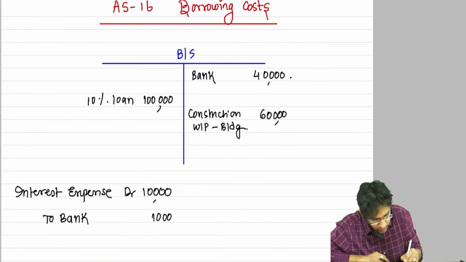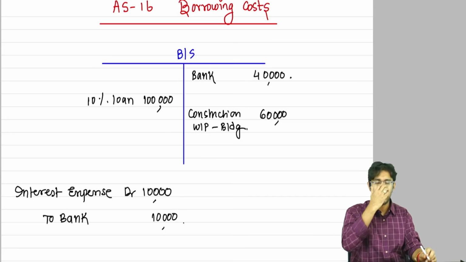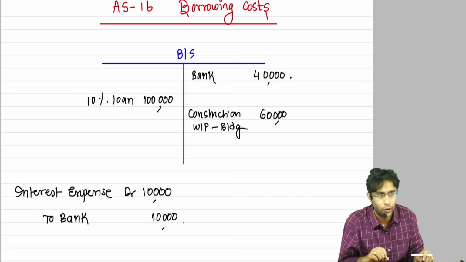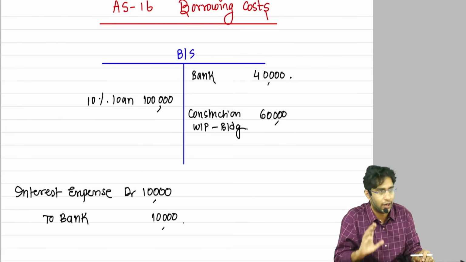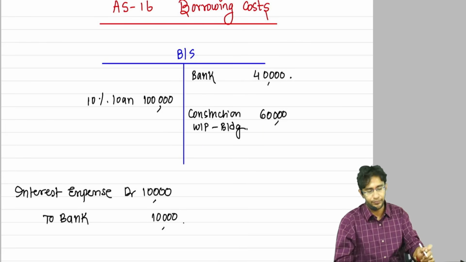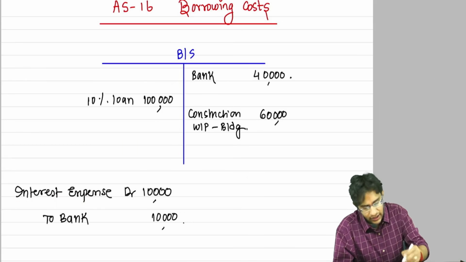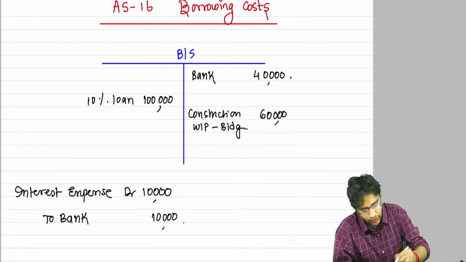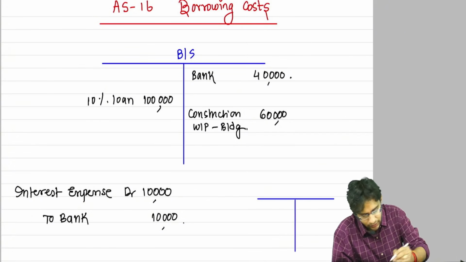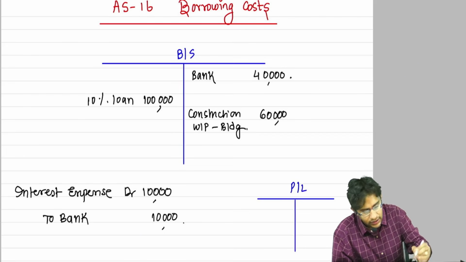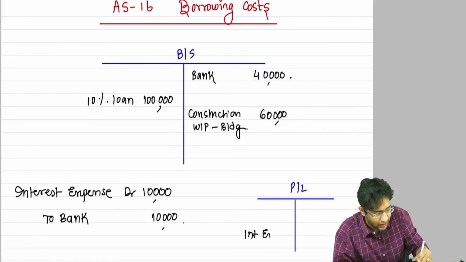10,000. Normally, what do we remember is all the nominal accounts should be transferred to P&L account. Interest expense is also a nominal account. This also should go to P&L account. But observe closely. If you transfer this to P&L account, see, every item of expenditure which you book in your P&L account is either directly or indirectly supposed to give you some benefit in the current year.